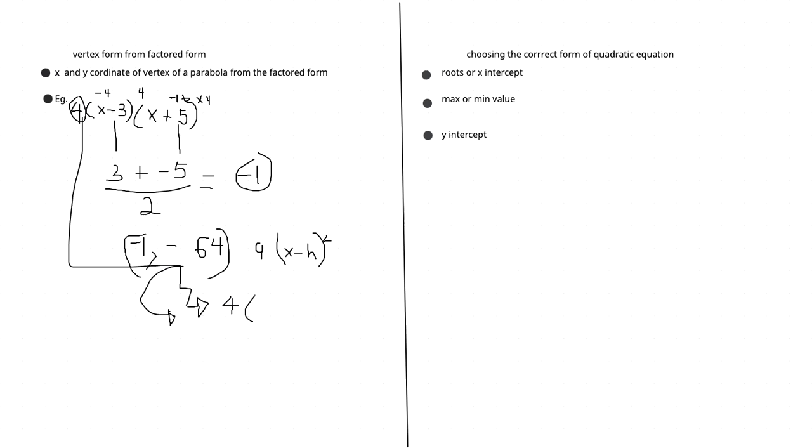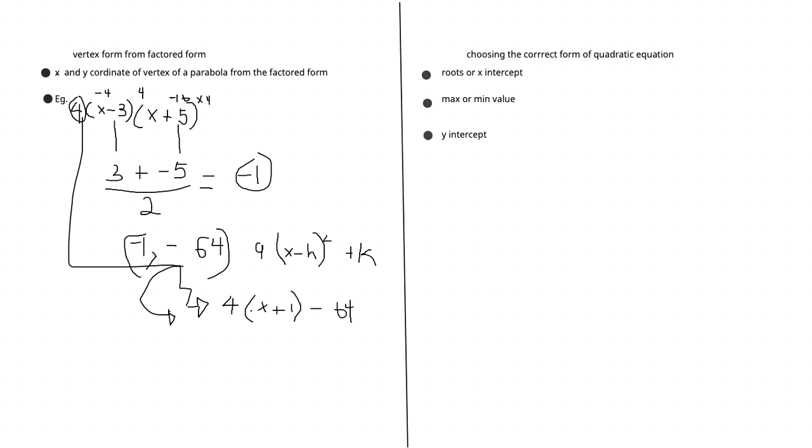Now, the h here is our negative 1, and your k is negative 64. So you just put it inside. So a is 4, so 4 times x minus your h, which is negative 1, so plus 1, all squared, then plus negative 64, which is minus 64. So this is our answer. Very simple.